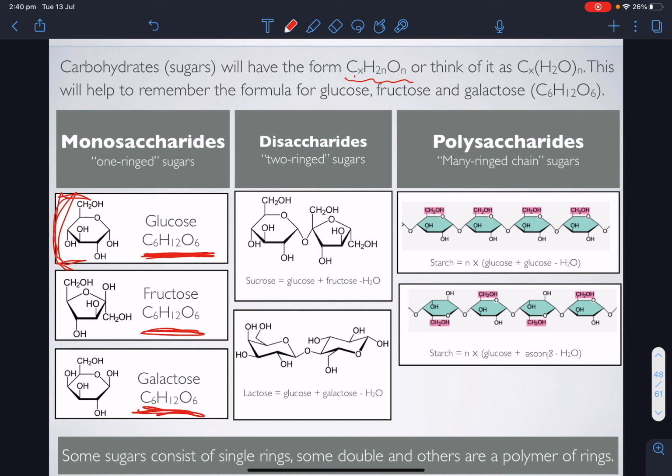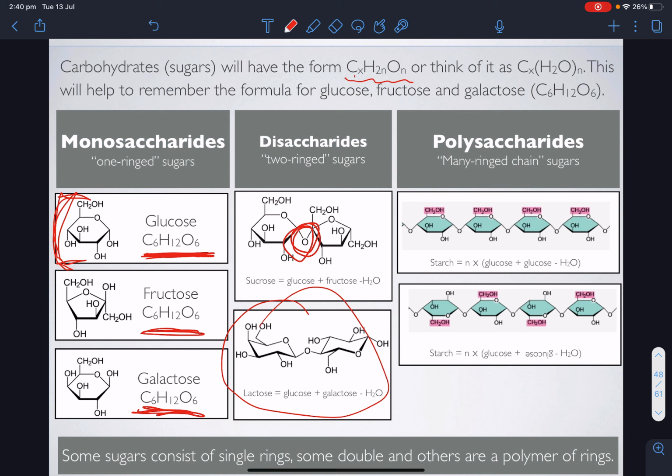Disaccharides are two-ring sugars. Sucrose, which is usually what we call most sugars, so the sugar that you put in your tea, is glucose and fructose bonded together. And when they bond together, see they have this oxygen link, they drop out some water. So when two of these monosaccharides come together, they'll bond together, and it's a condensation reaction because it gives off water. We'll talk more about that soon in a chapter coming up. When glucose and galactose bond together, we get lactose.